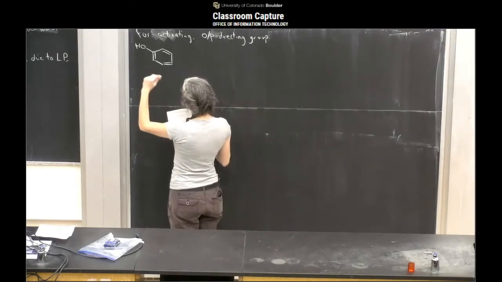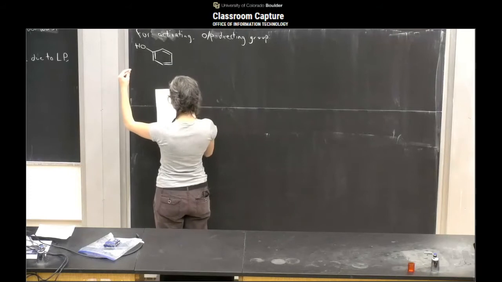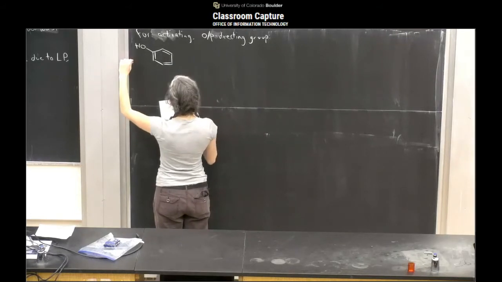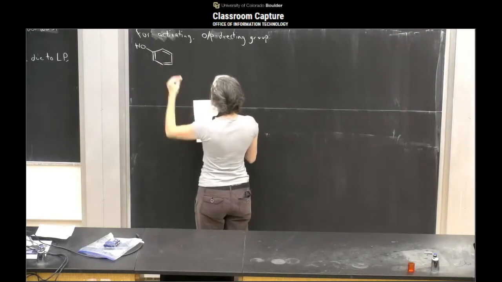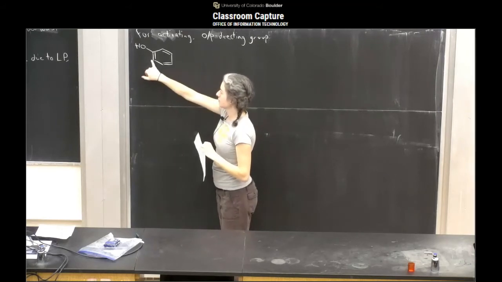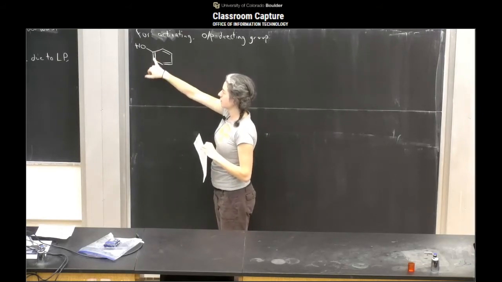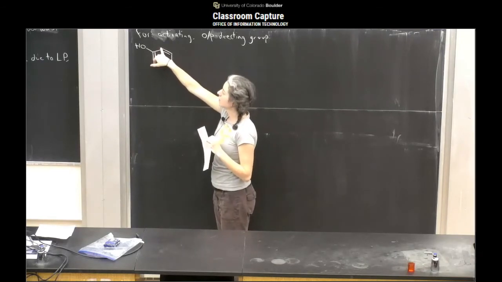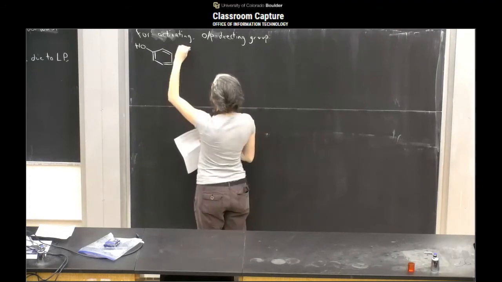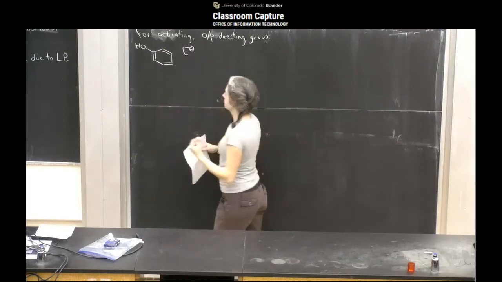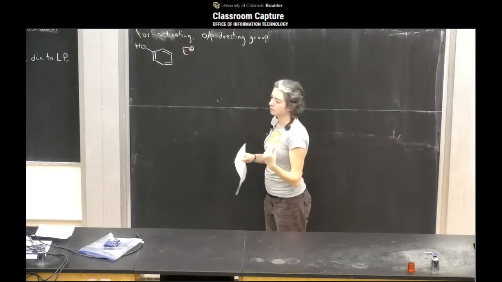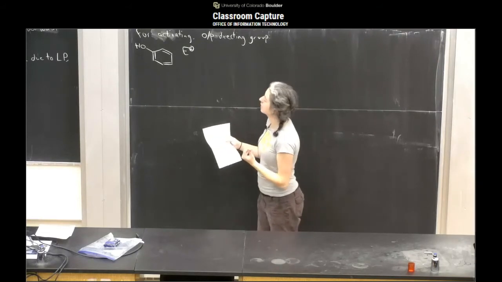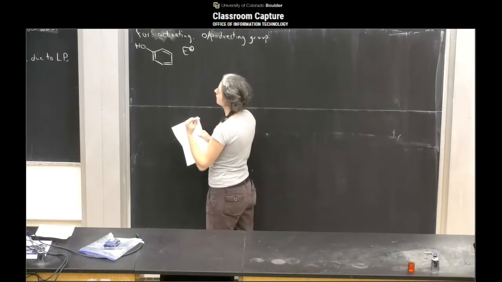So if we go ortho, so ortho, as a reminder, is the one right next to the OH group. We can add it to either position, but to keep it consistent with the notes, I'm going to add it to this top carbon up here. So it honestly doesn't even matter what electrophile we're using here. What matters is the group that's on the ring to begin with. So I'm just going to show it as E+.